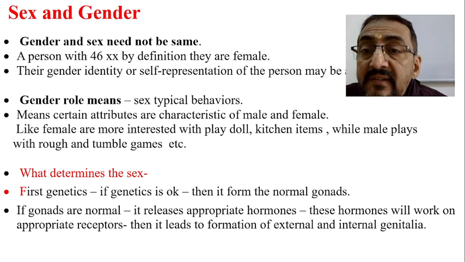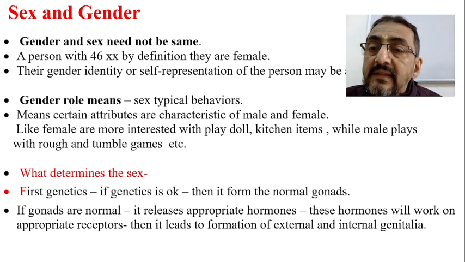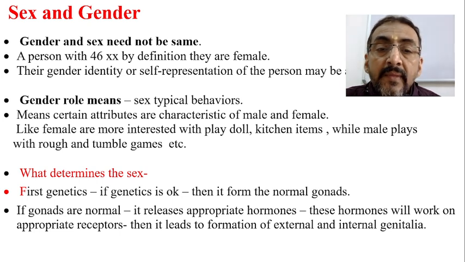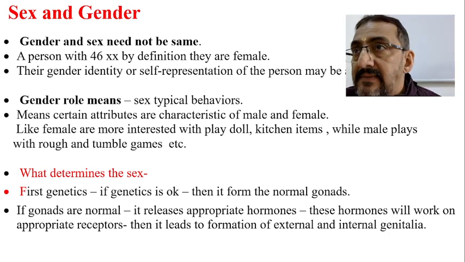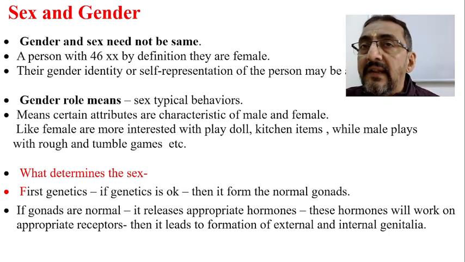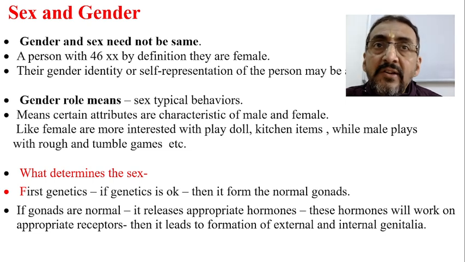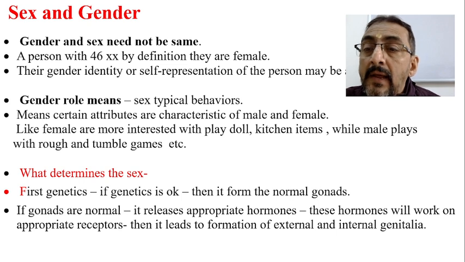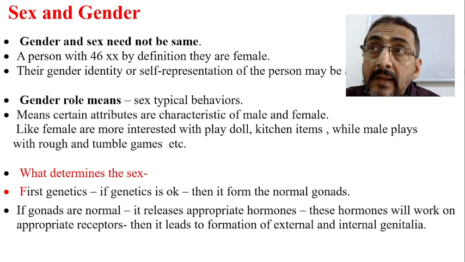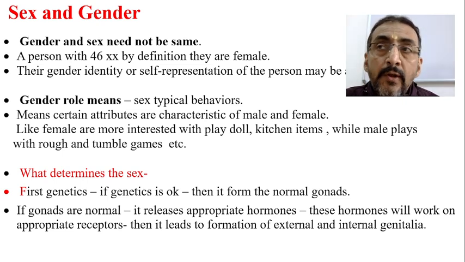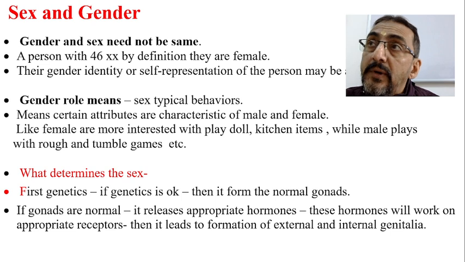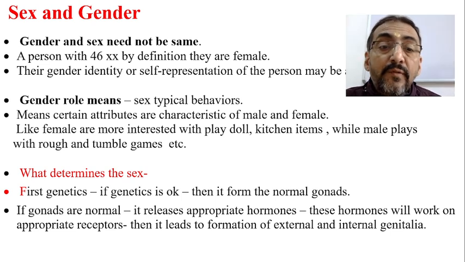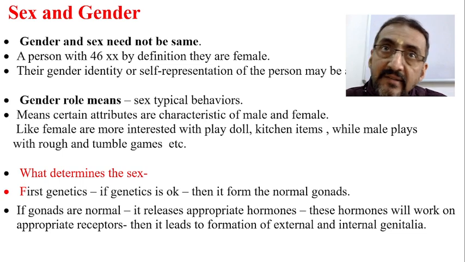Now, what actually determines the sex? First, genetics determines the sex. We know that. First we have to see whether the genotype is XX or XY. Genotype XX is female, XY is male. That suggests that the gonads are normal. If the gonads are normal, then they release the appropriate hormones. Those hormones will work on the appropriate receptors. Then it leads to the formation of the external and internal genitalia. So this is how it starts.